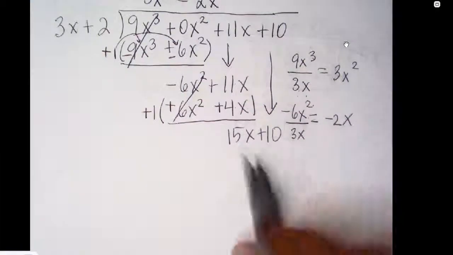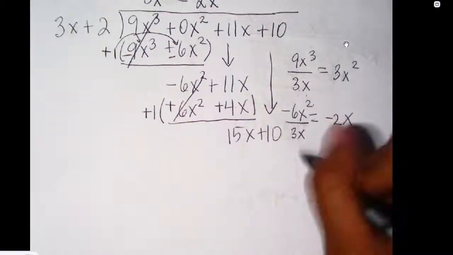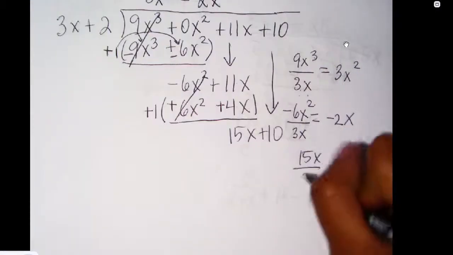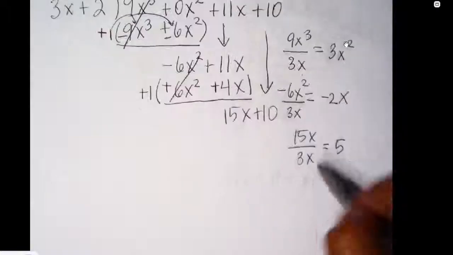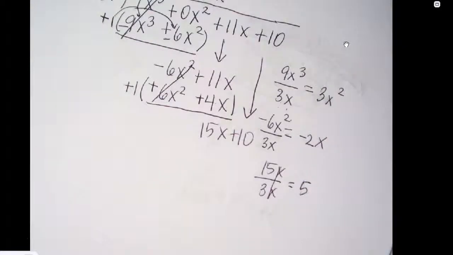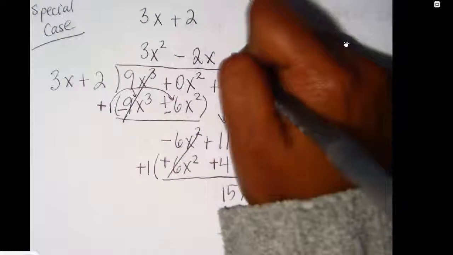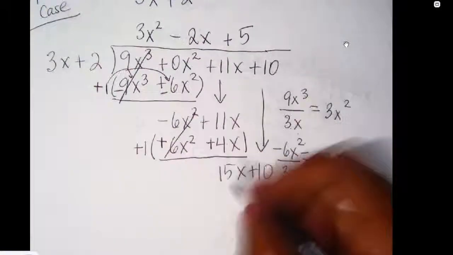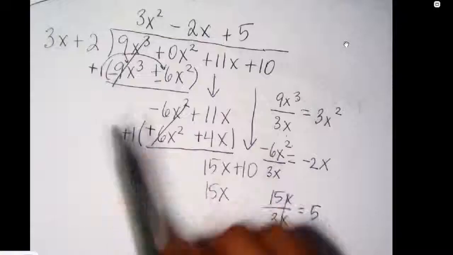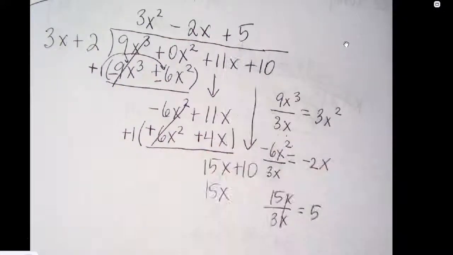All right, last step here. So now let's do 15x divided by 3x. The answer to this is just 5. Again, those x's cancel out. Up here, we're just going to put a 5. And this is the last time, and let's see what our remainder is, or if we don't have one. So if I do 3x times 5, I get 15x. If I do 2 times 5, I get 10.